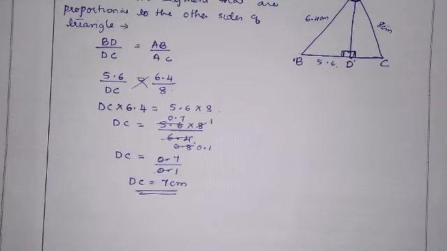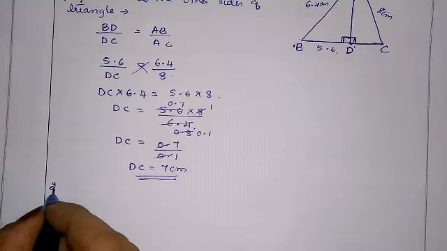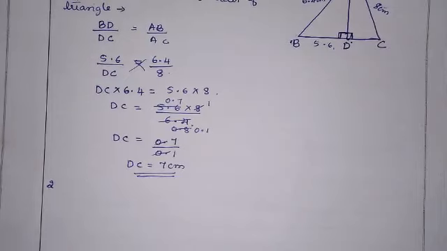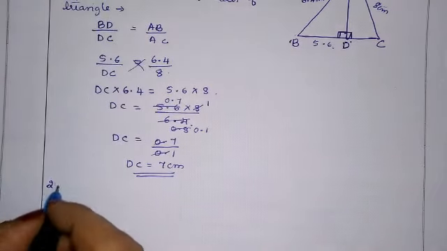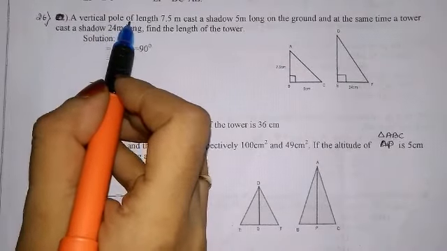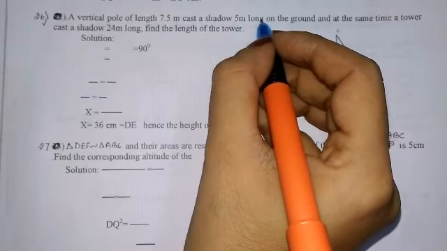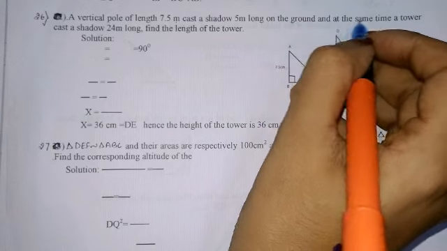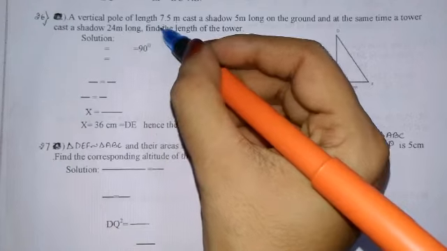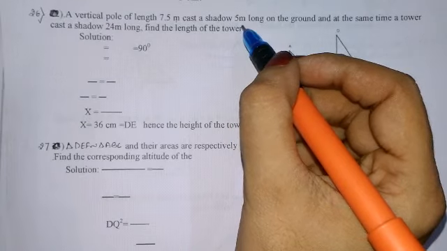One more problem is there. You will understand it well here. Question number 25, which we have completed. Now 26. The 26th question is: a vertical pole of length 7.5 meter casts a shadow 5 meter long on the ground, and at the same time a tower casts a shadow 24 meter long. Find the length of the tower. We should understand this question well. This is also like a previous question.